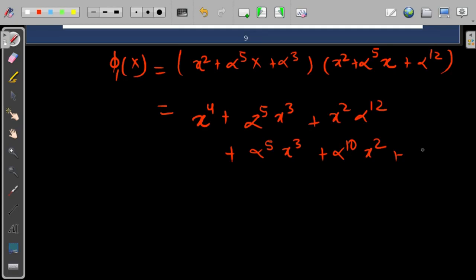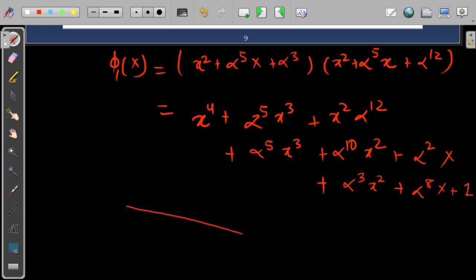17, but alpha to the power 15 is actually equal to 1. So again you are going to have alpha square and x, right? In the third scenario, what I'm going to get is, if I multiply this, I will be getting alpha cube x square, alpha 8 of x, plus alpha to the power 15, which is equal to 1.